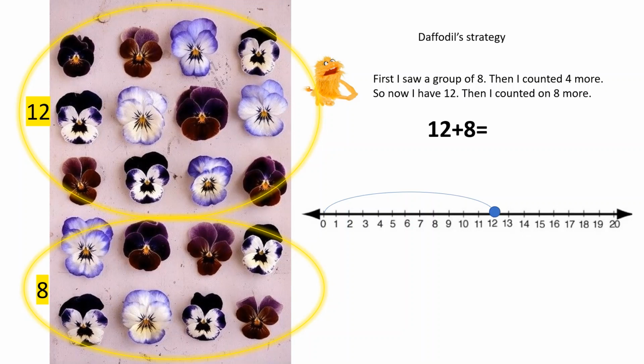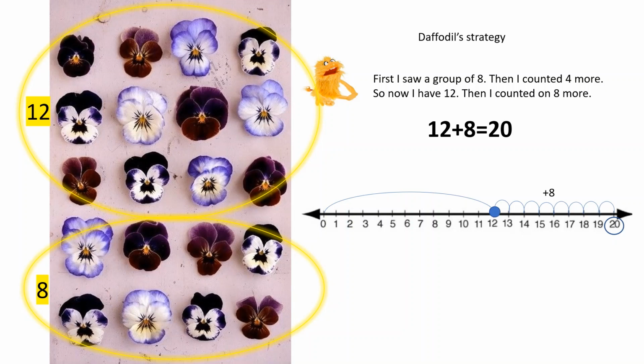All right, so we have 12, 13, 14, 15, 16, 17, 18, 19, 20. Will you double check for me to make sure we just counted 8 jumps? Yes. 12 plus 8 is the same as 20.